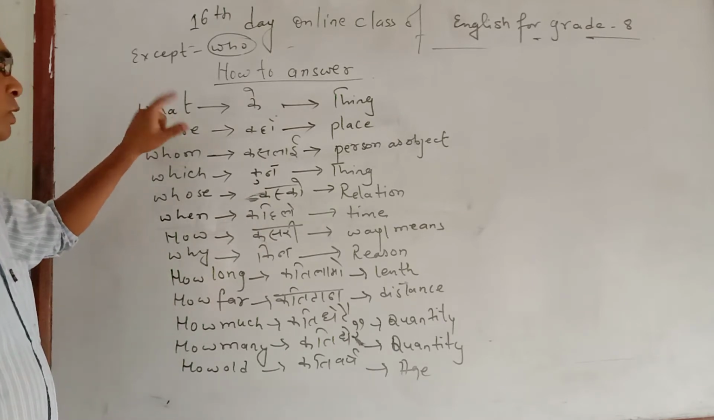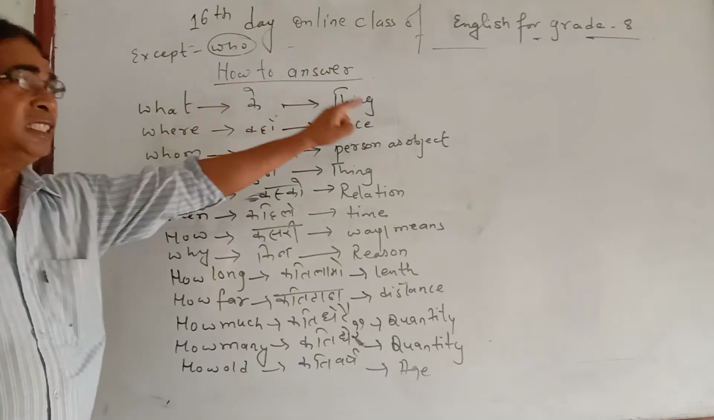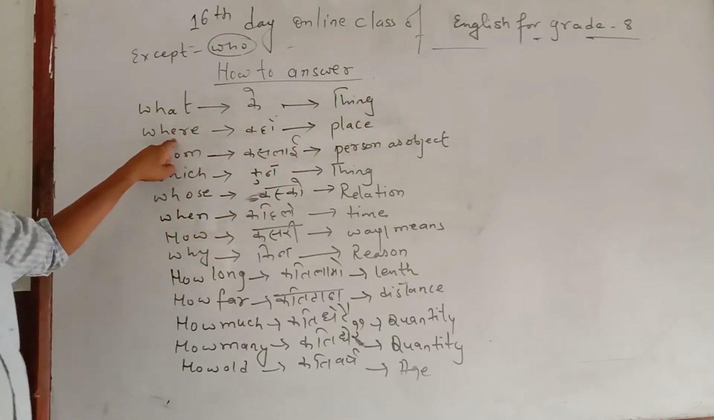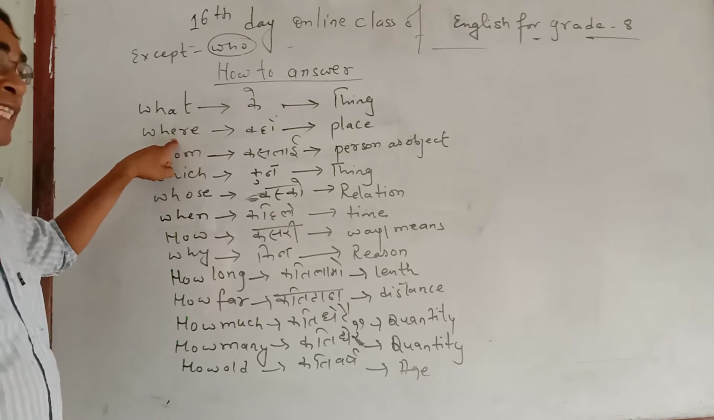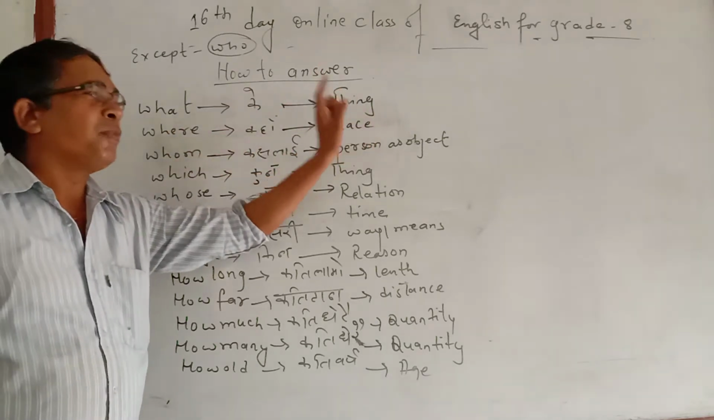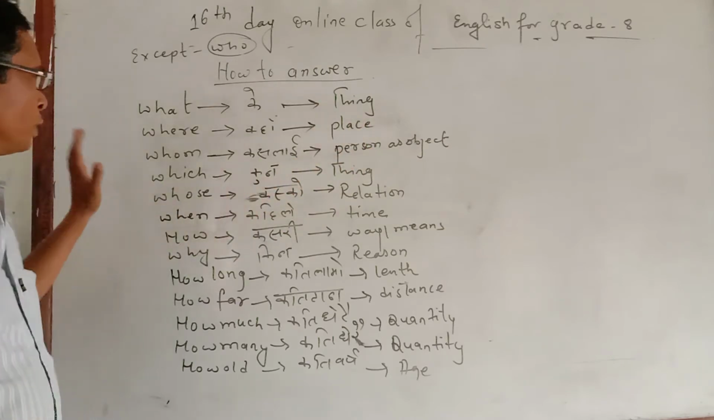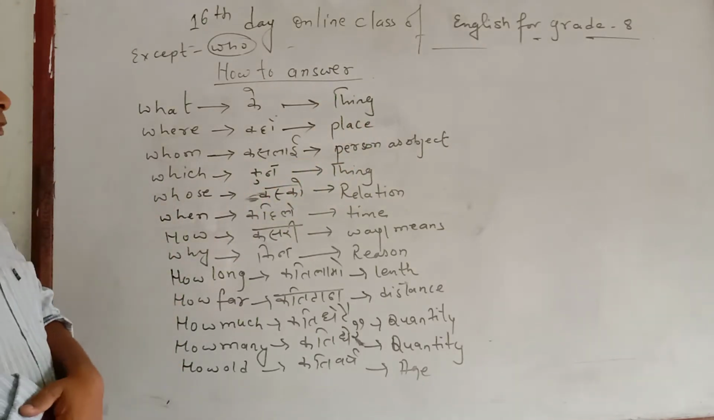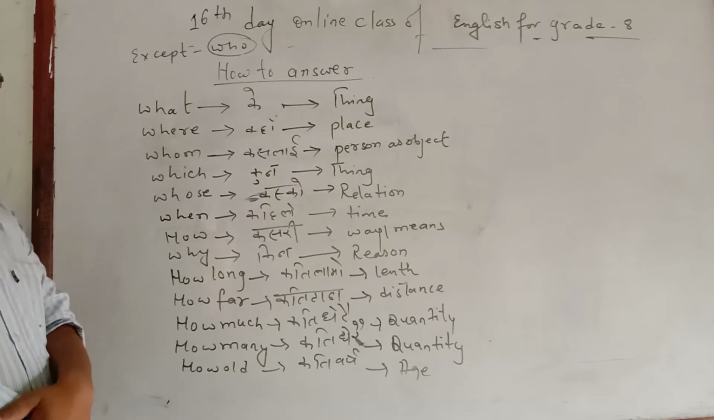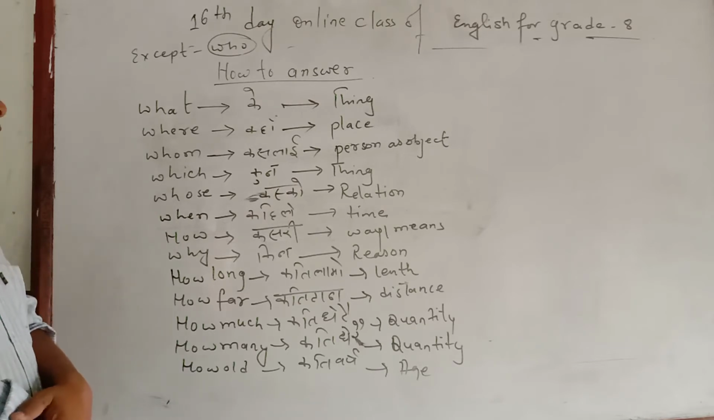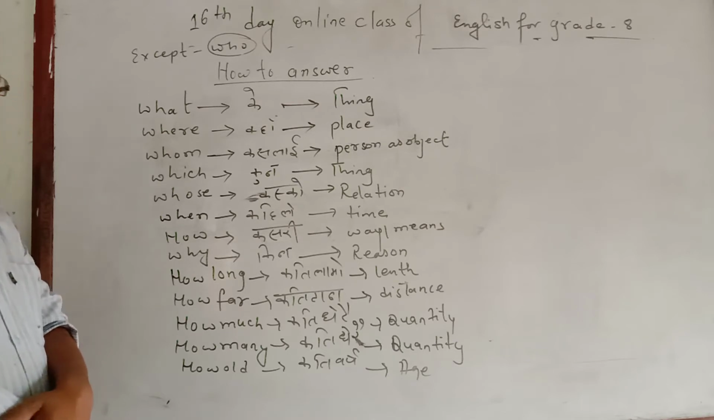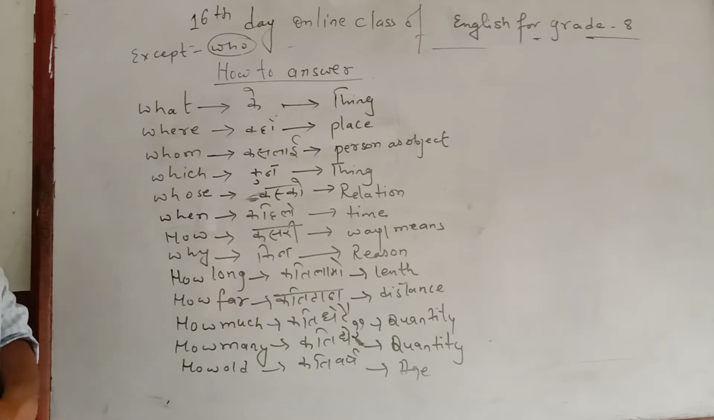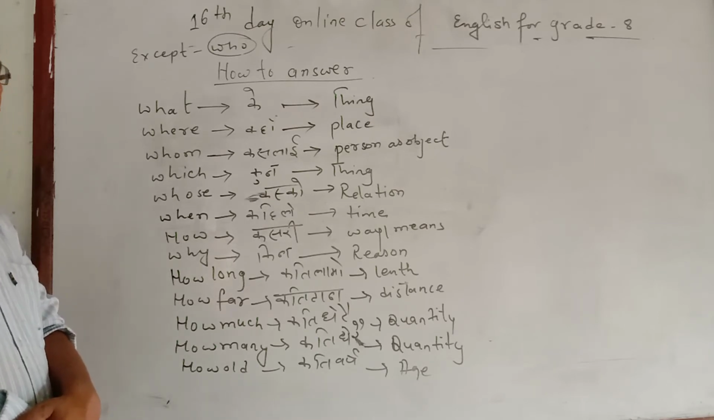So when the question is asked with what, it means of course it needs a thing. Similarly, if the question is asked with where from the text, then it needs a place name. Of course place name it needs. Similarly, when the question is asked with whom, it is sure that it needs a person as object. Similarly, if the question is asked with which, then it also needs a thing. Any question that is asked with whose, at that time you be sure that it needs a relation. When the question is asked with when, that means it needs the time.